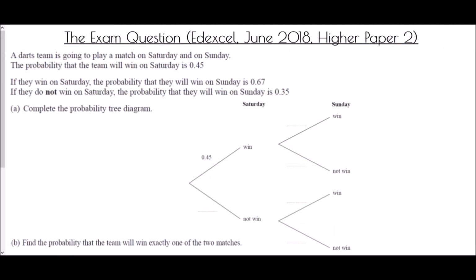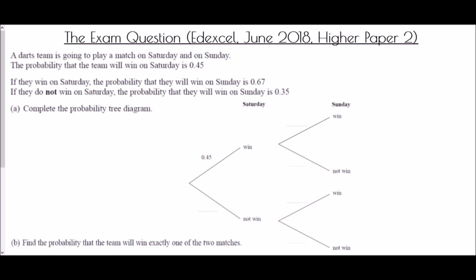It came from the Edexcel paper in June 2018 and it was on higher paper 2. And it says a darts team is going to play a match on Saturday and on Sunday. The probability that the team will win on Saturday is 0.45. If they win on Saturday, the probability that they will win on Sunday is 0.67. If they do not win on Saturday, the probability that they will win on Sunday is 0.35. Complete the probability tree diagram.